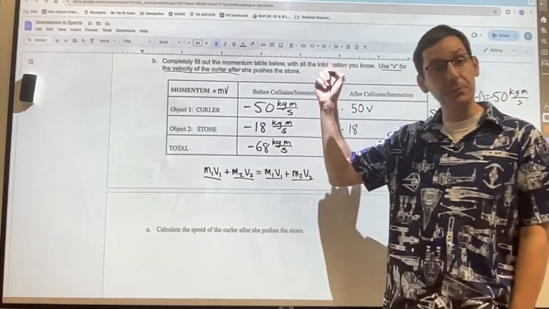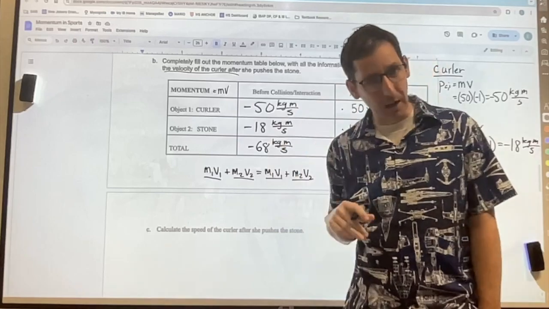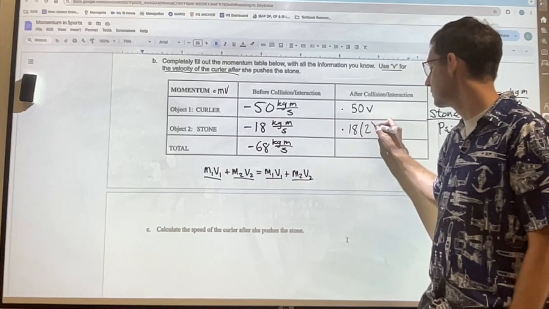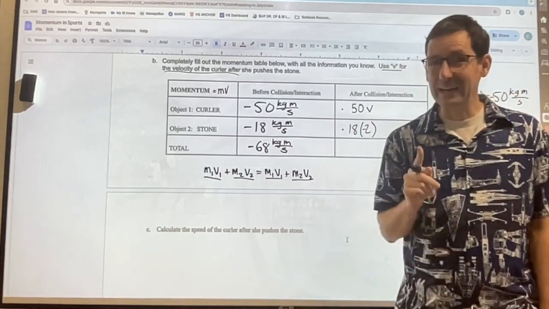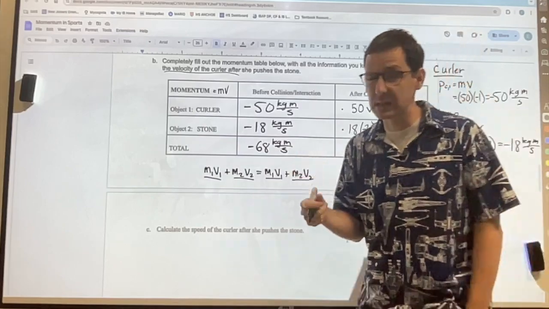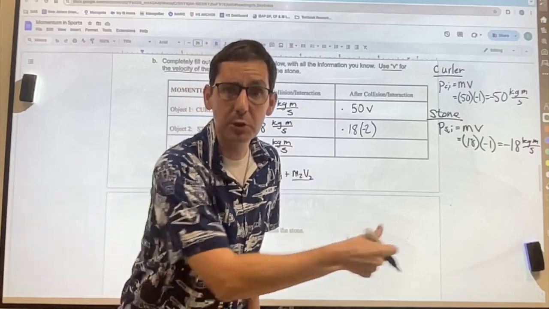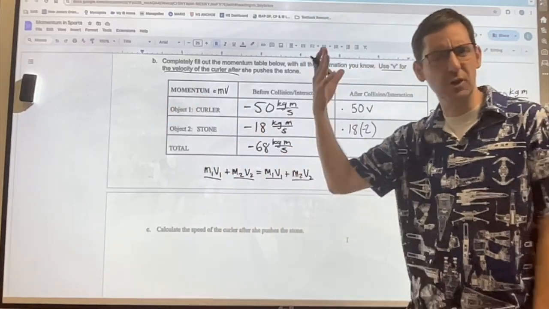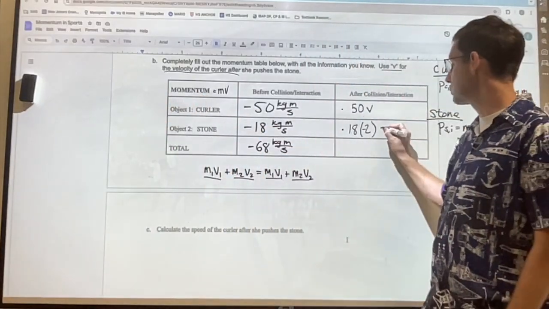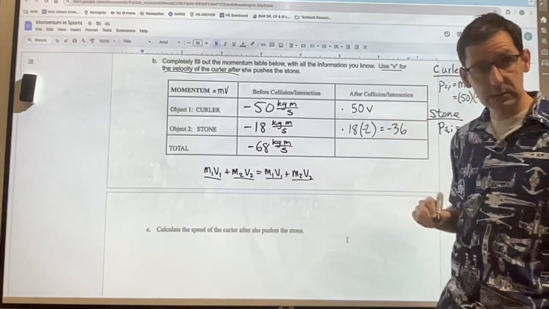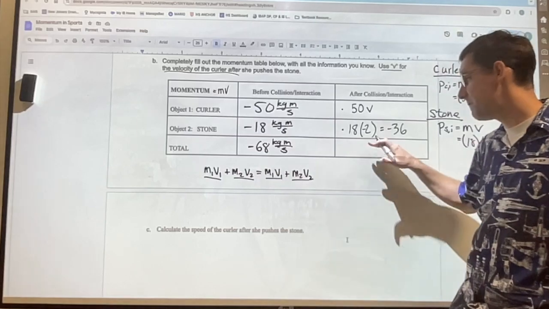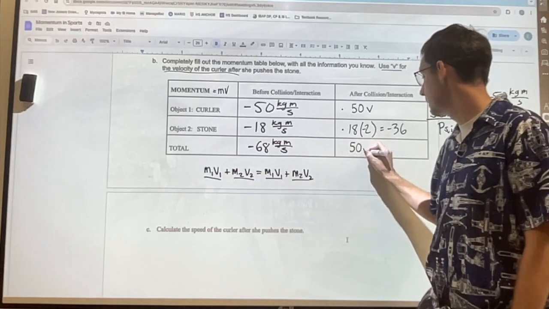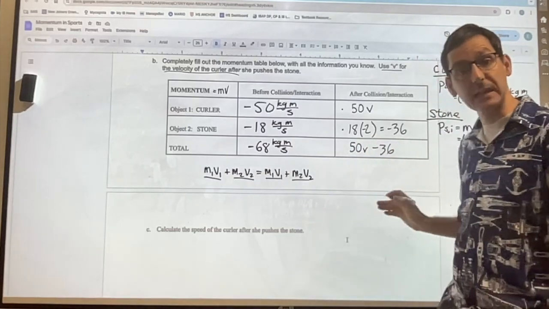Now, if you don't remember, you can go back up and look at the top of the page. It says that the stone, when she pushes it, now travels at 2 meters per second, and it does say that it's still to the left. That makes sense. She's sliding to the left, and she pushes the stone towards the left so that it is going down to the end of the pitch, or I have no idea what they call it. So this one would be negative 36. When we get the final momentum, we just add those two together. So it's 50V minus 36. That's the total momentum after.